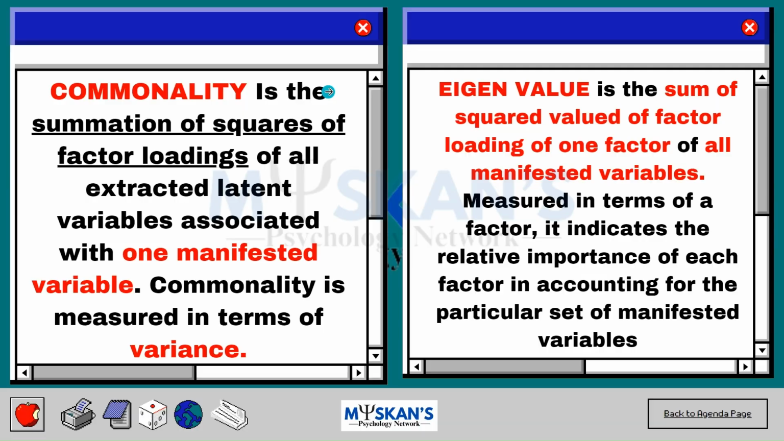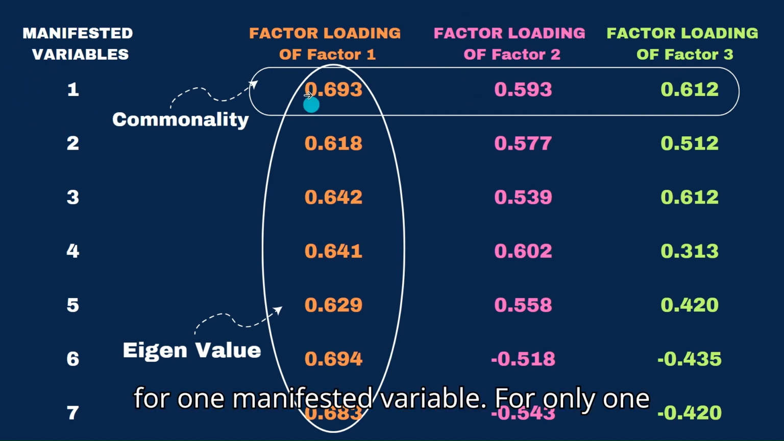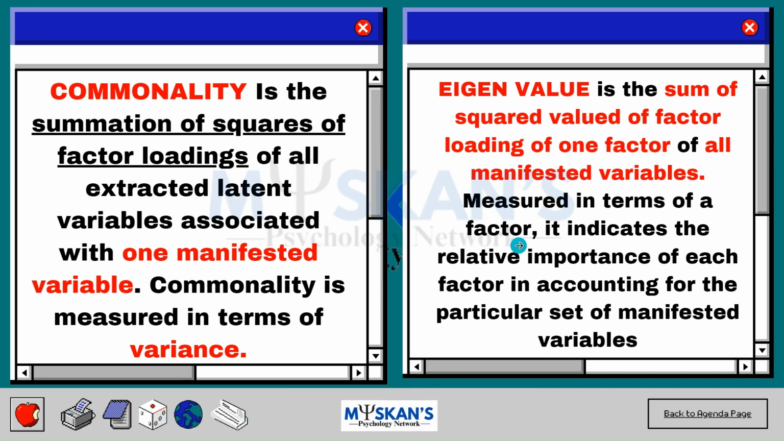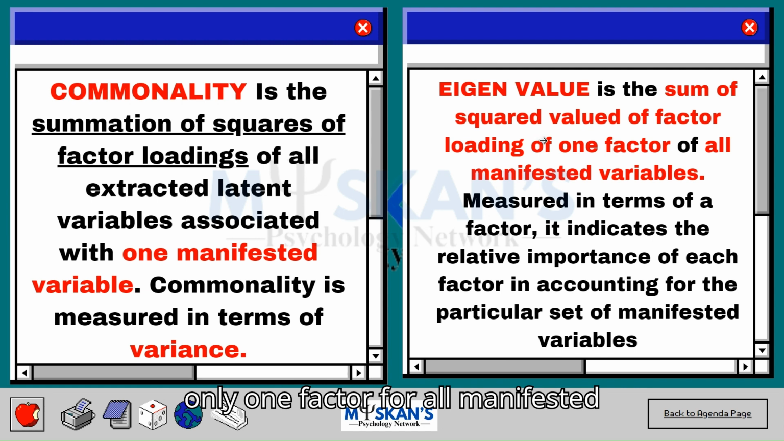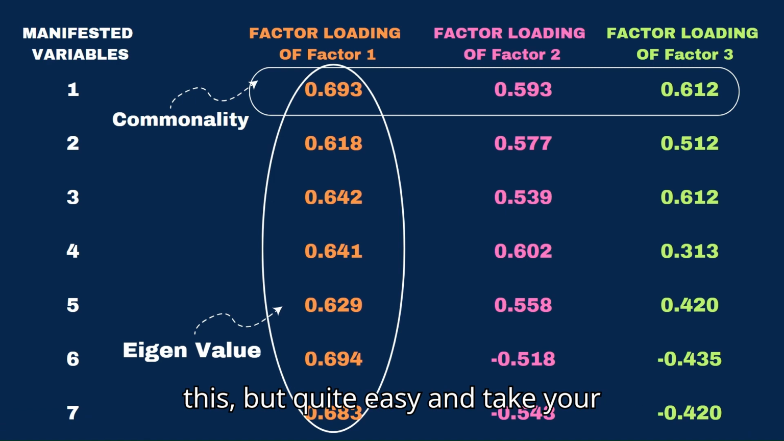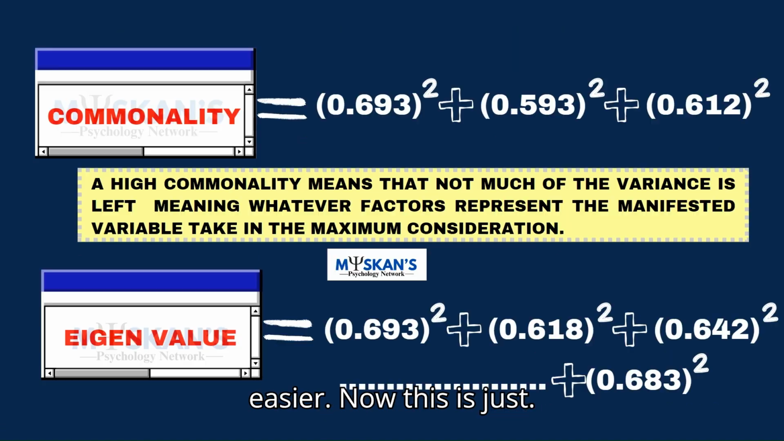Again, commonality is the summation of squares of all the factors here, factor 1, 2, and 3, for one manifested variable, for only one. See, but eigenvalue is the complete different. I wouldn't say complete different, but opposite, which is eigenvalue is the sum of the squared values of factor loading of only one factor for all manifested variables. Commonality is the squares of all the factors for one manifested variable. Eigenvalue is the sum of squared value of all the factors for all manifested variables. You might take some time to understand this, but quite easy, and take your time to understand it. Once you understand it, the next slides will be even easier.